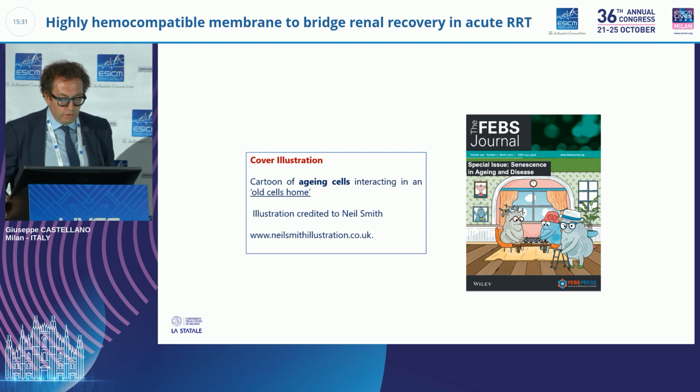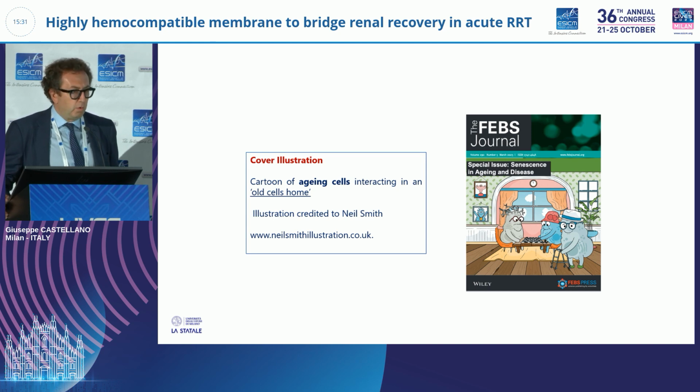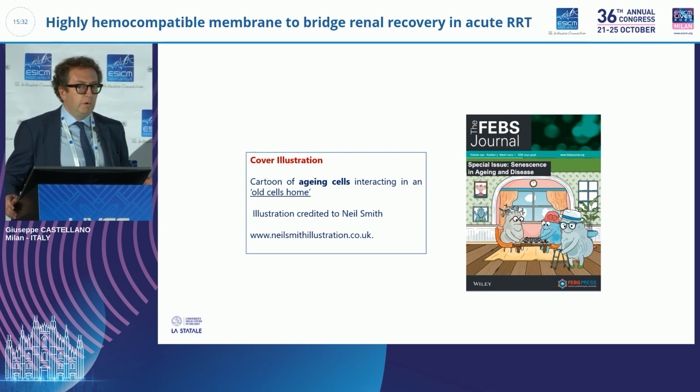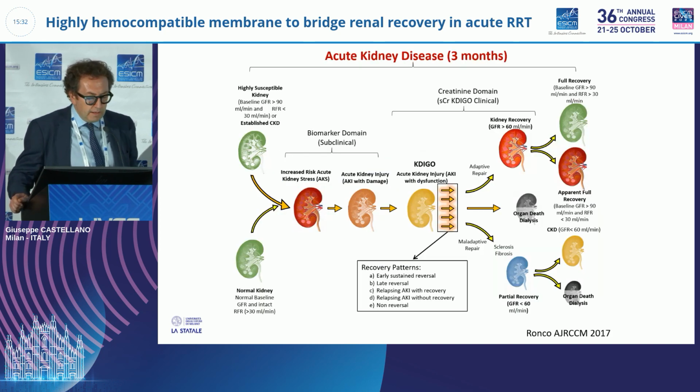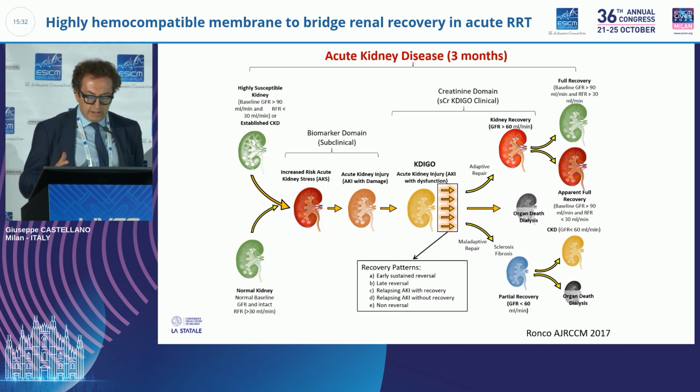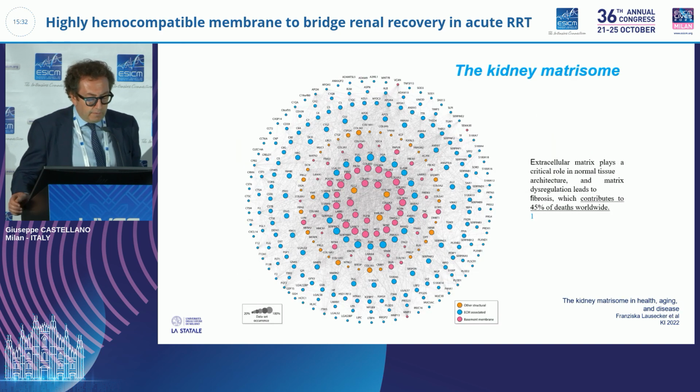In the FEBS journal cover, you can see the aging cells interacting with an old cell home. And I will show you some data showing that acute kidney injury is a model of accelerated aging, where several cells of the kidney will go under senescence. And we know that a special pattern is acute kidney disease, and we have different possibilities. We can have a full recovery, or we can have an organ death in dialysis. In between, there is a maladaptive repair with several mechanisms of activation.